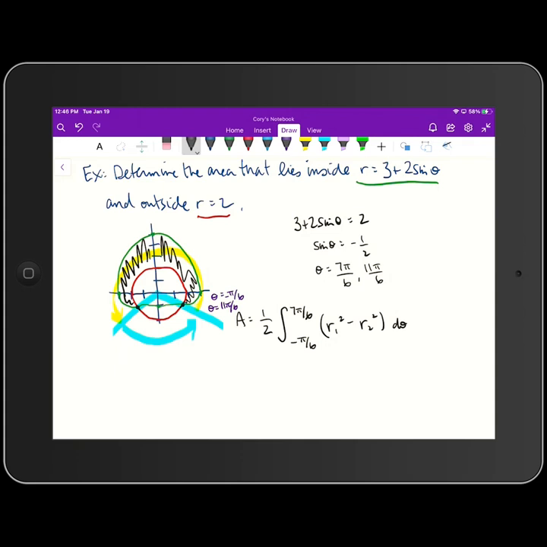Now, when we look at this graph here, we see that the graph has symmetry with respect to that highlighted line in green.